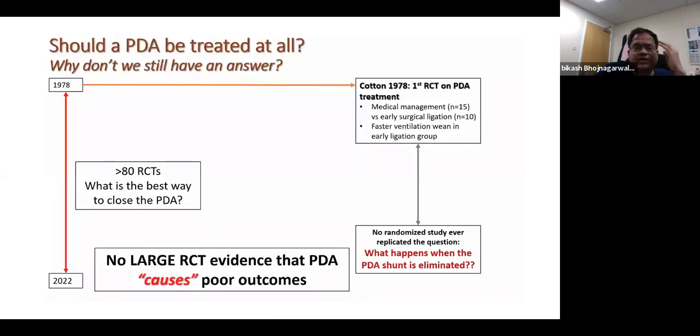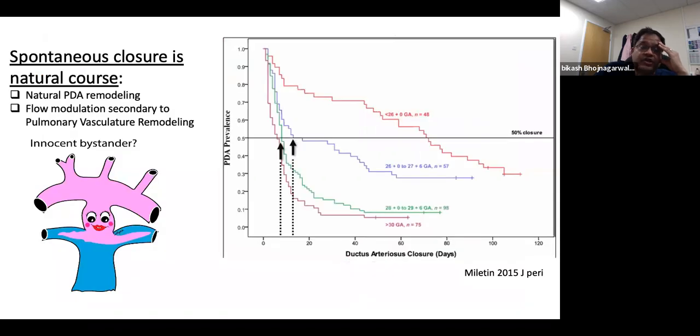So here, after 80s RCTs, we don't have any large evidence to show that elimination of PDA causes a difference. One thing to consider is that in the first RCTs we ever had, the duct was actually eliminated from there. And we know that the duct closes by itself. So what is the need to close it?